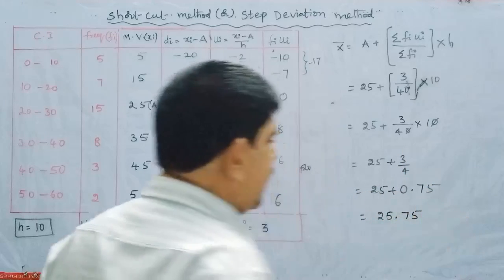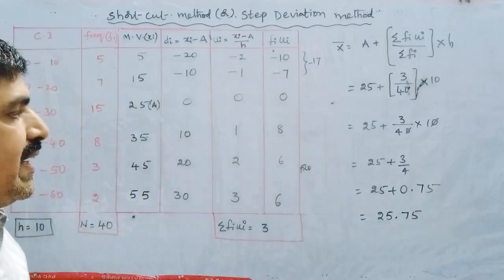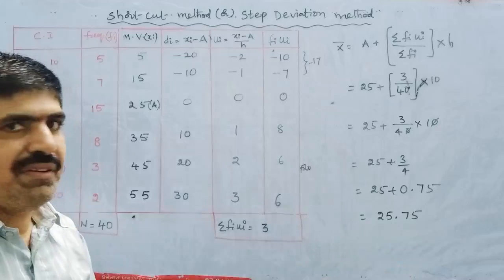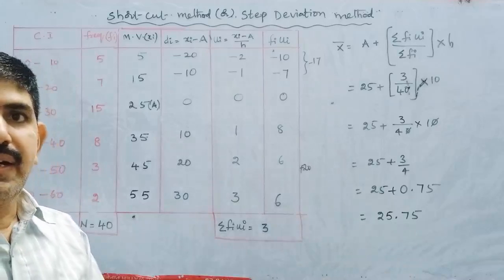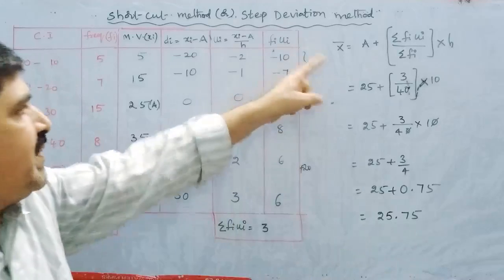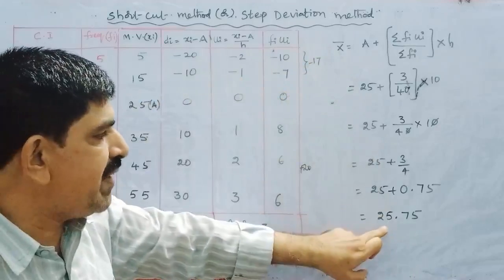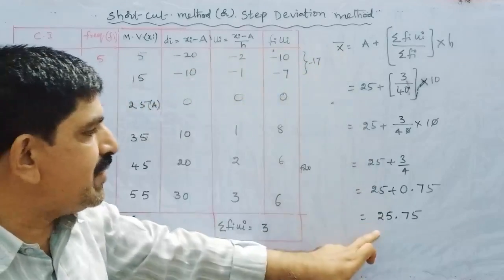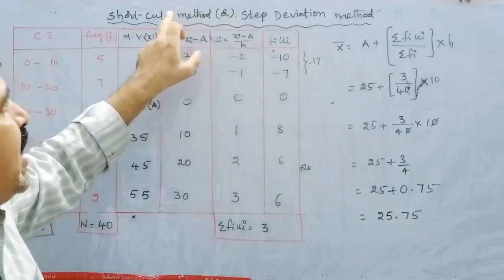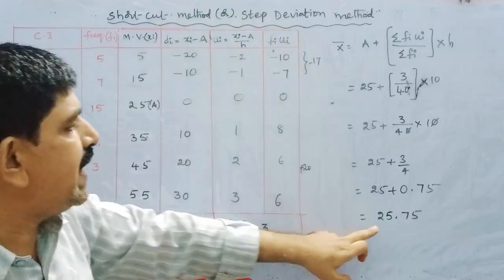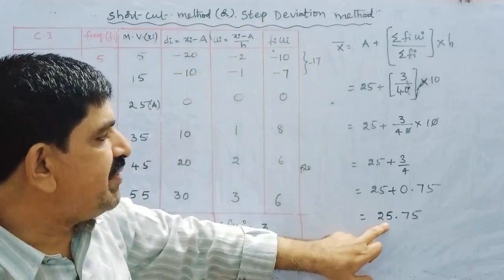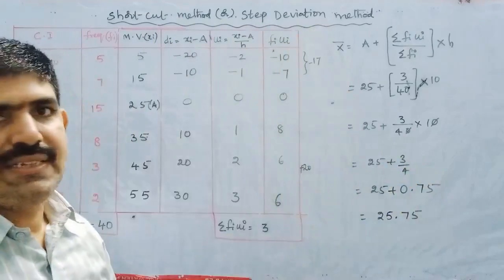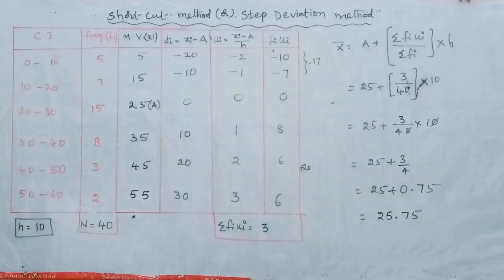That is equal to 25.75. So in the previous questions also we got the same value, x bar is equal to 25.75. Direct method, x bar is equal to 25.75. Assumed mean method, x bar is equal to 25.75, and shortcut or step deviation method, we get 25.75. In any of these three we get the same value. Understood? Thank you.